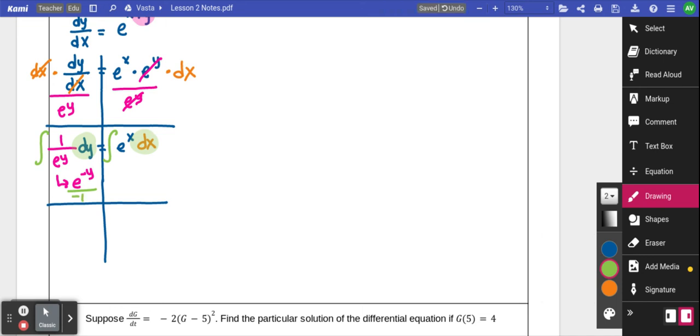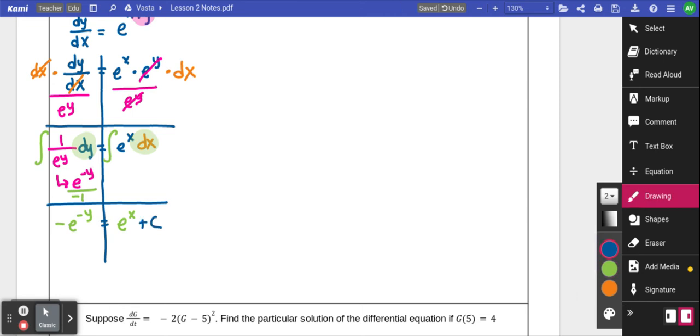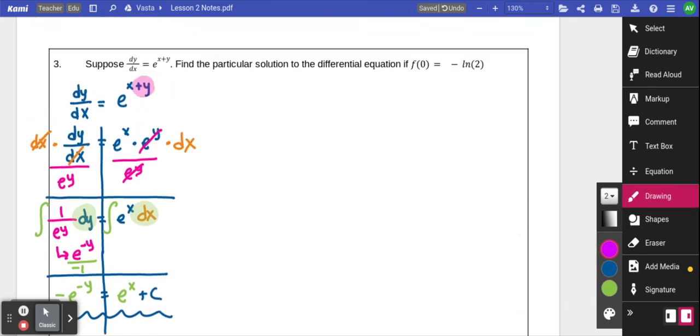Now I'm going to do the antiderivative of the outside. The antiderivative of e to the negative y would just be e to the negative y. But since I had to divide by that -1, it would be negative e to the negative y, equals the antiderivative of e to the x, which is just e to the x. And then I'm not going to forget to put my plus c, but I'm only going to do that on one side.